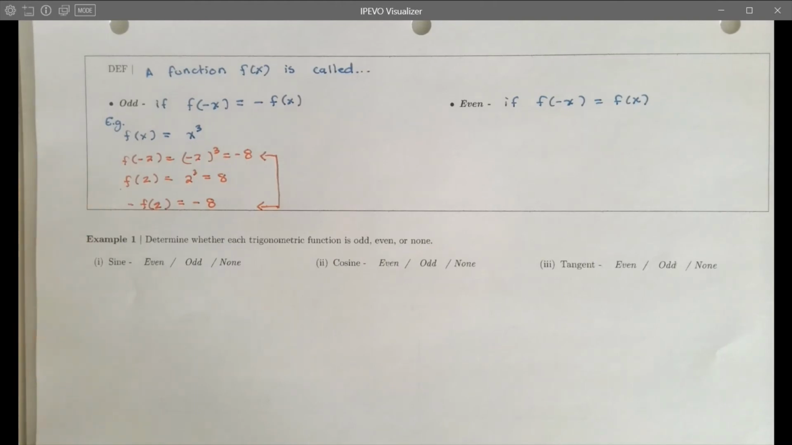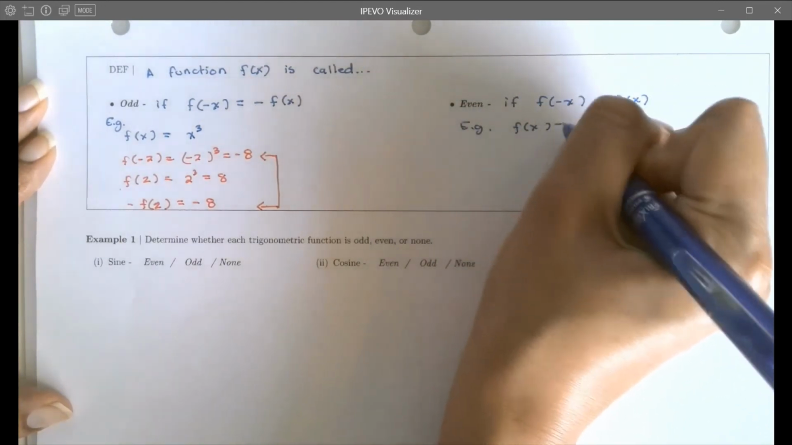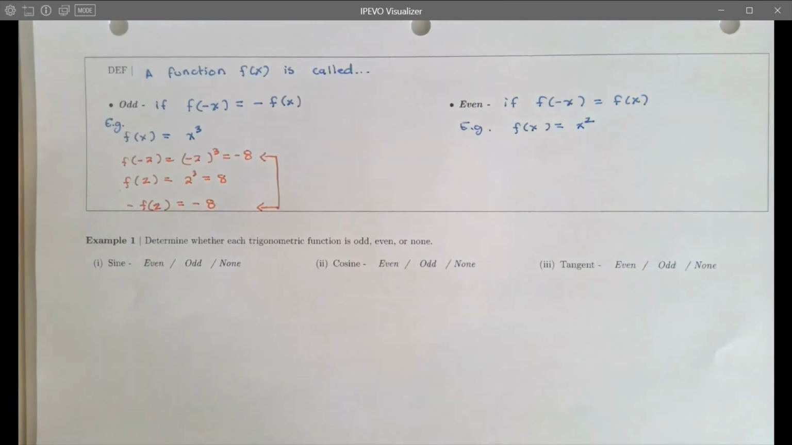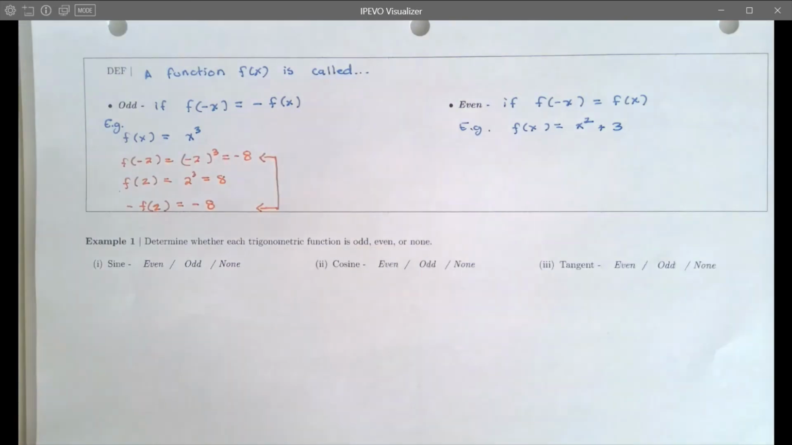For something that is even, an example could be like f of x is equal to x squared. In fact, let me make this a little more complicated. Let's make it x squared plus 3.